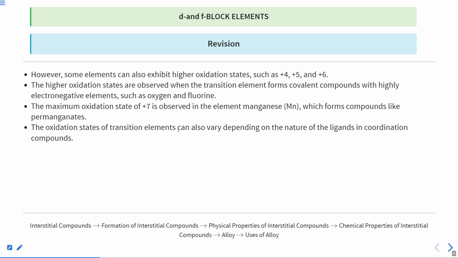The oxidation state of a transition element is also dependent upon the nature of the ligand in a coordination compound. When we move to the next chapter, we will see coordination compounds, and there we will see that it is capable of coordinating with these ligands, and this oxidation state is also responsible for this coordination.